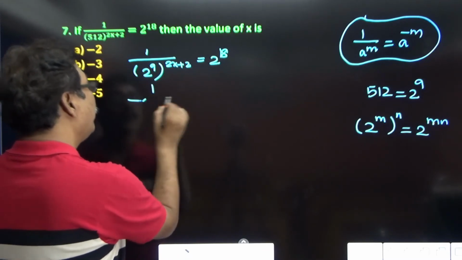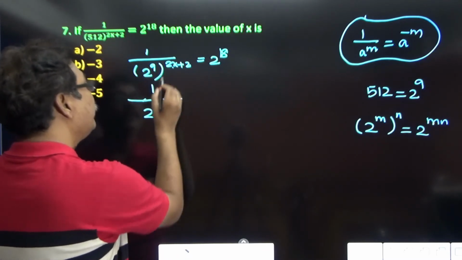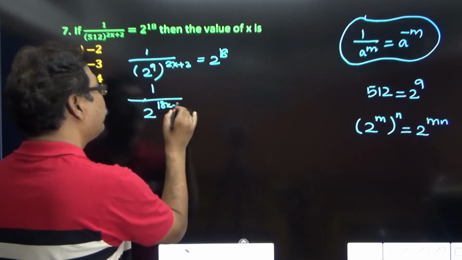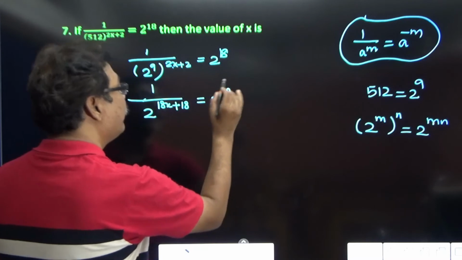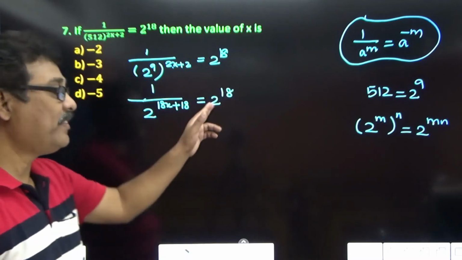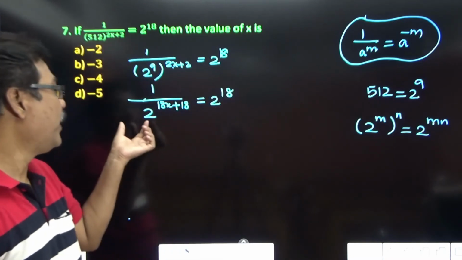1 by 2 to the power 9 into 2x, 18x plus 9 into 2 is 18. That makes it 2 to the power 18. Okay. Now the base is the same here, 2. Here also the base is 2.